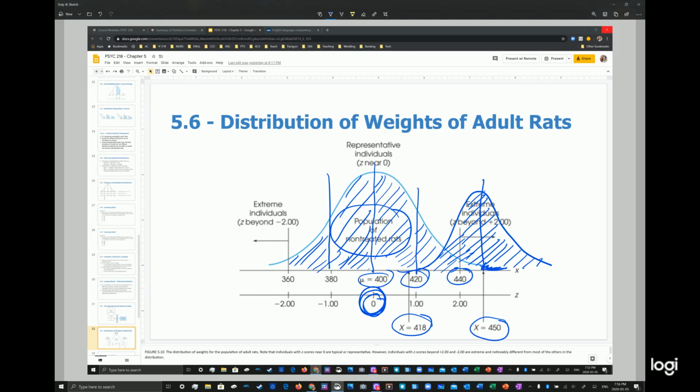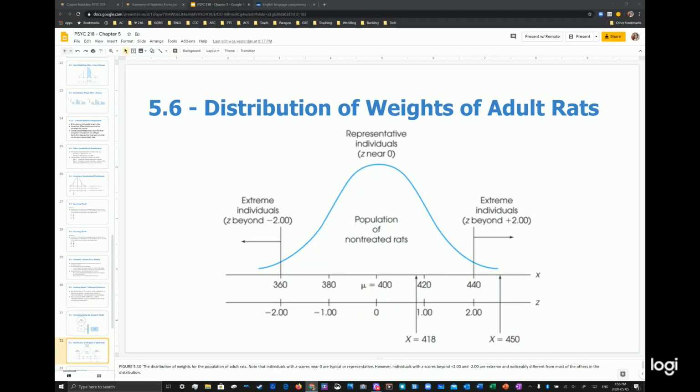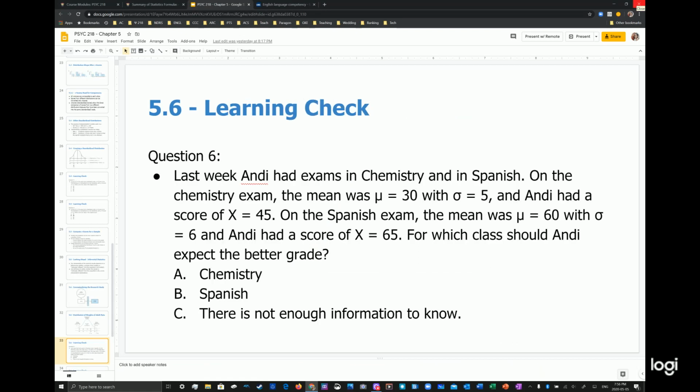So that's how we make comparisons. And in the future chapters, that's what we're going to look for with numbers and means and standard deviations and distributions, starting with z-scores. So here's the last bit of learning check then before we finish for the day.